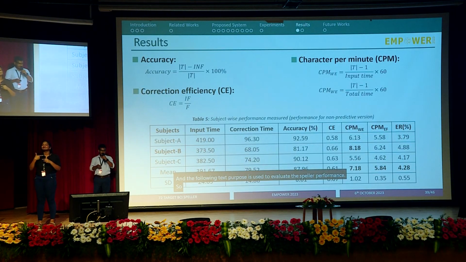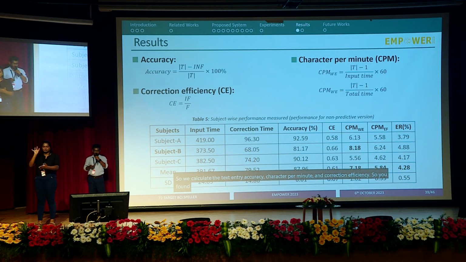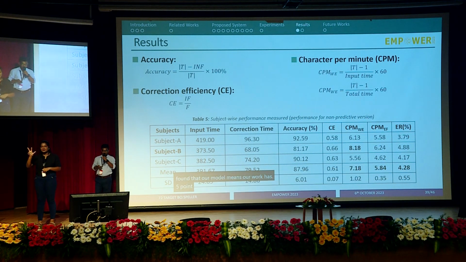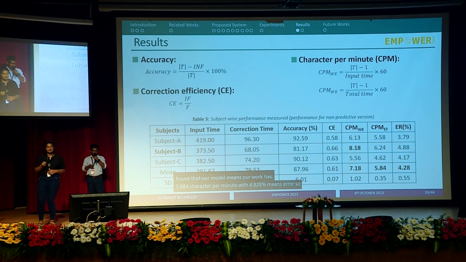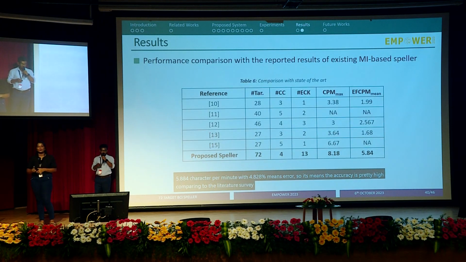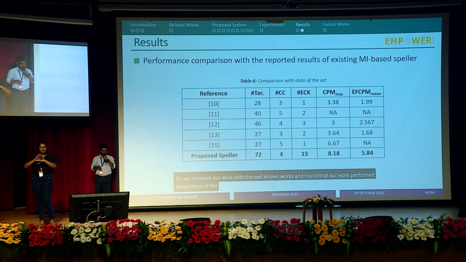We calculated the text entry accuracy, characters per minute, and correction efficiency. We found that our work has 5.84 characters per minute with 4.828% error. So the accuracy is pretty high compared to the literature survey. We compared our work with well-known works and found that our work outperformed most of the existing works.